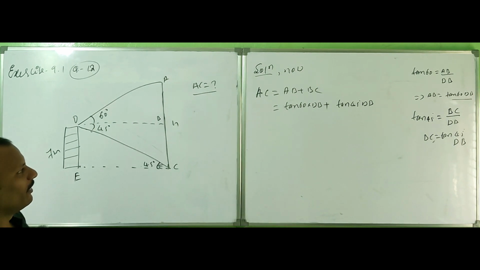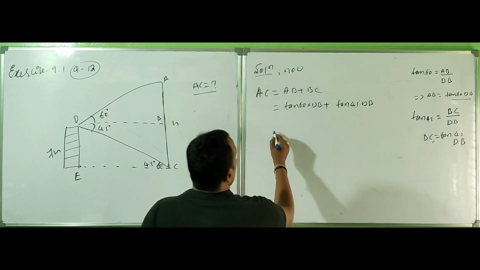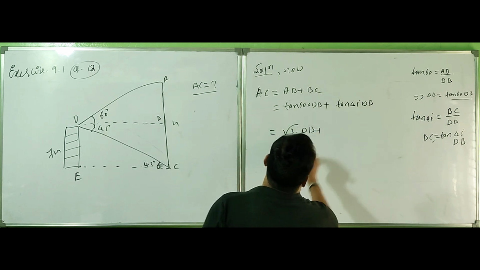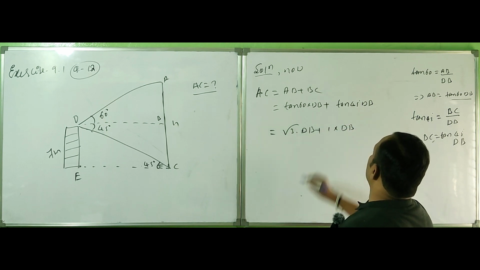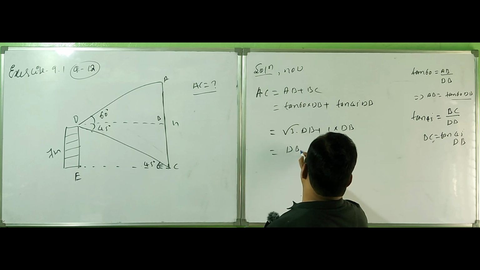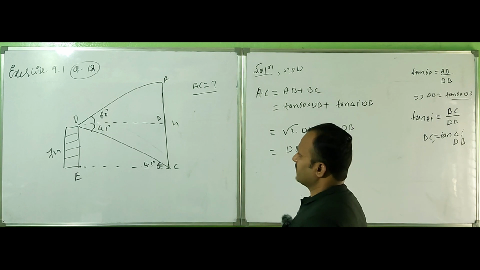We don't know DB. How to know? Okay, sir, this is my trial method. Let's see: tan 60 is root 3 into DB, plus tan 45 is 1 into DB. So this becomes DB into (root 3 plus 1). So what is DB here?